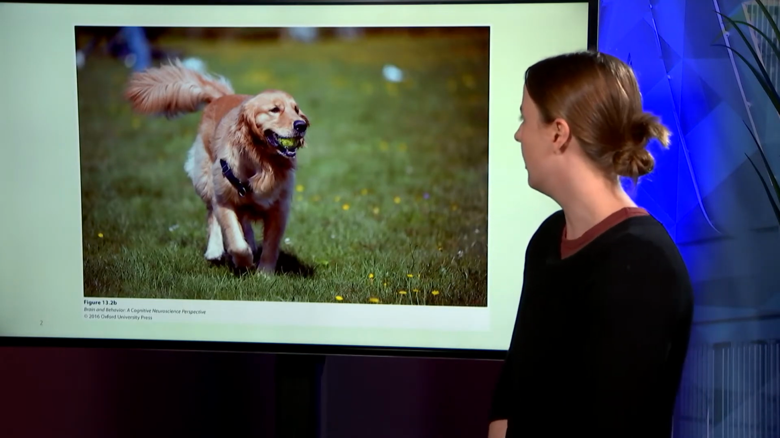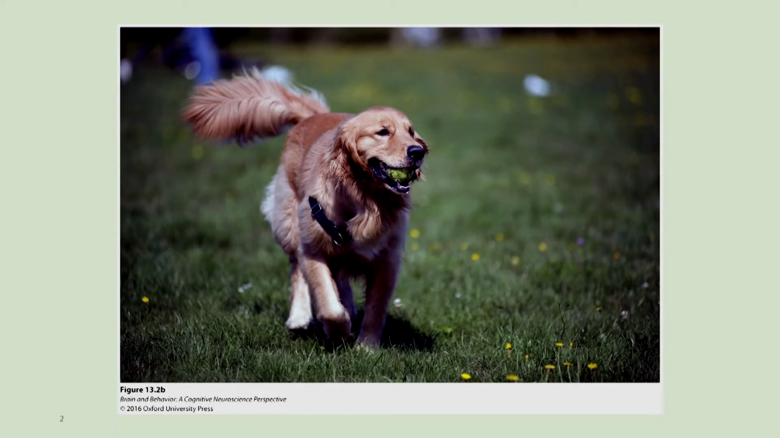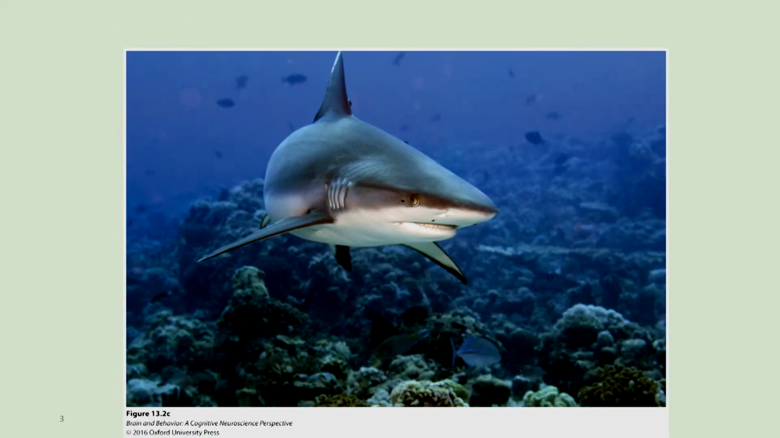Here we have a dog wagging its tail, looking pretty happy. Here's a shark about to attack, getting into that predator-like mode. And here's a normal smile, a typical human facial expression.